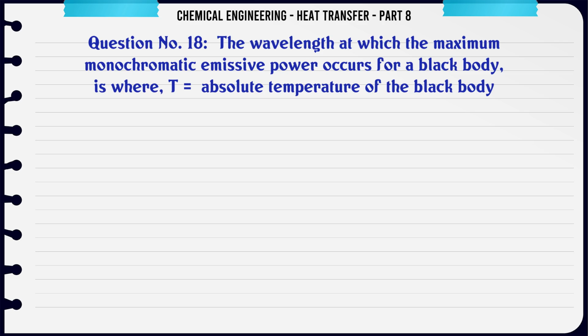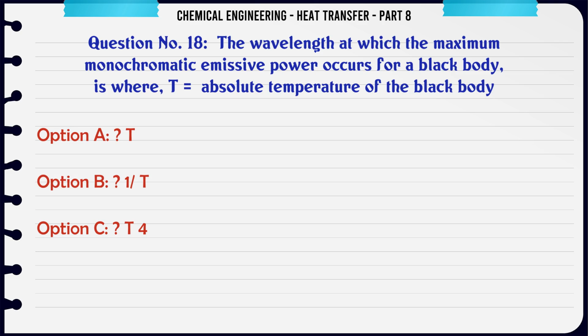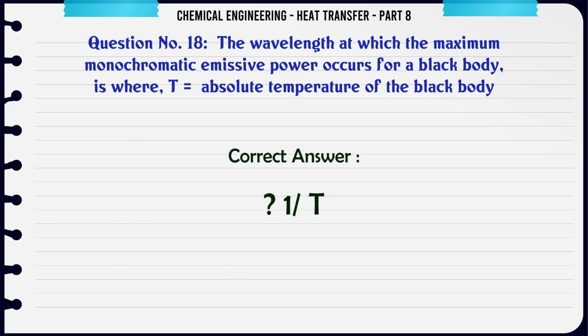The wavelength at which the maximum monochromatic emissive power occurs for a black body is where T is the absolute temperature of the black body. A. T, B. 1/T, C. T^4, D. Independent of T. The correct answer is 1/T.